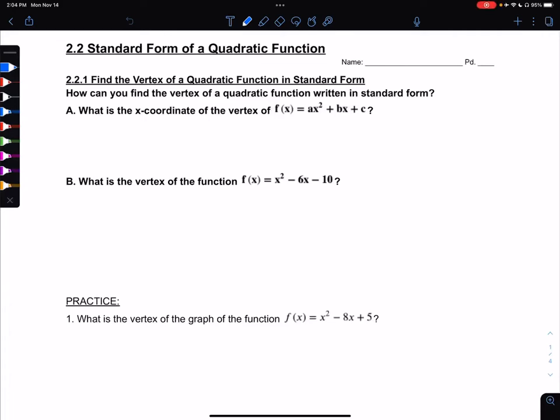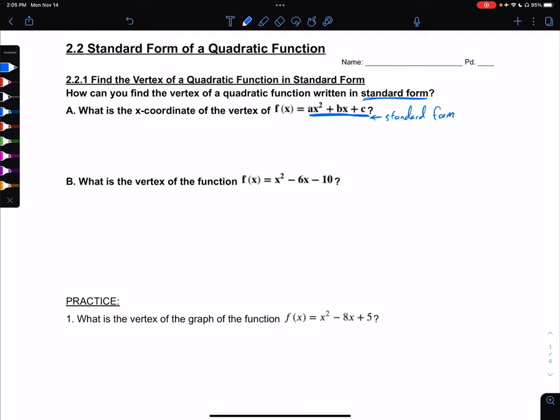Here we're going to look at how to find the vertex of a quadratic function in standard form. So part A asked, what is the x-coordinate of the vertex of f of x equals ax squared plus bx plus c? So first we want to state that this right here is standard form. Okay, so ax squared plus bx plus c is standard form, and that's for a quadratic function. There are other standard forms. We are concerned with the standard form of a quadratic function for this section.